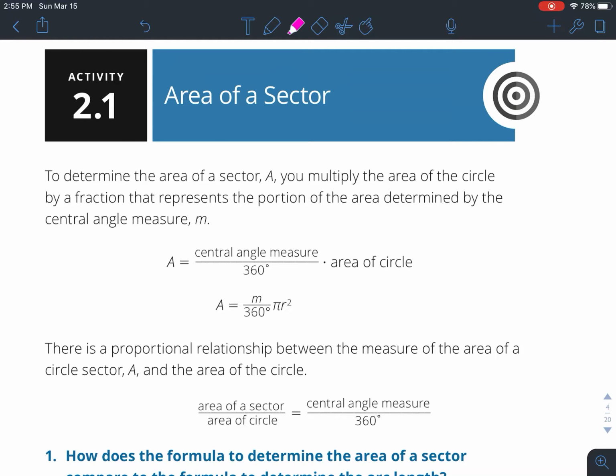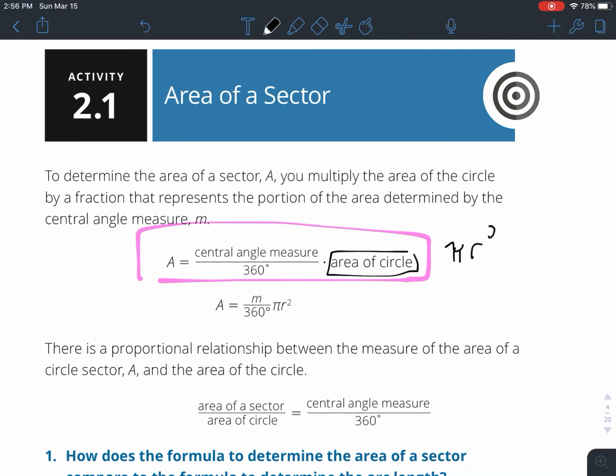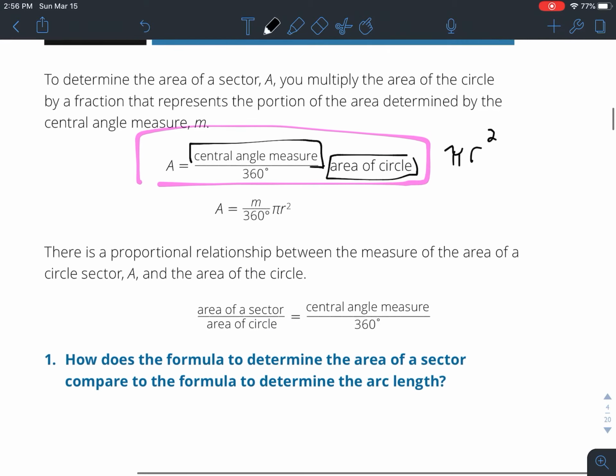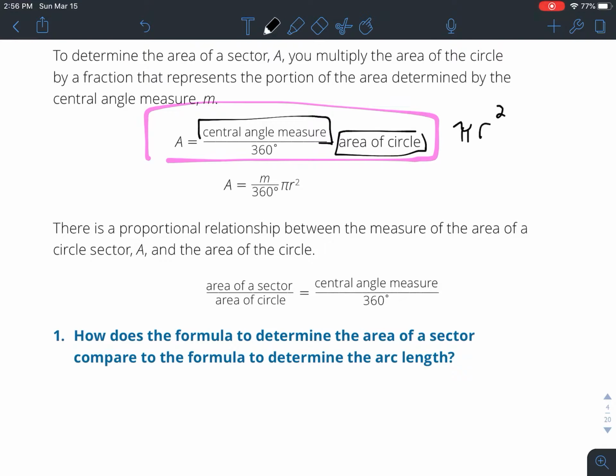So what this just means is, here's the formula that we will use. We know that the area of a circle is pi r squared, and to find out the area, we use whatever their central angle measure is over 360 times pi r squared. There's a proportional relationship between the measure of the area of a circle, sector A, and the area of a circle.